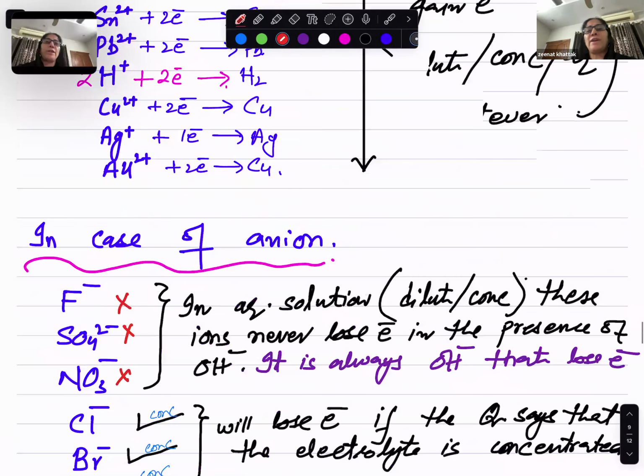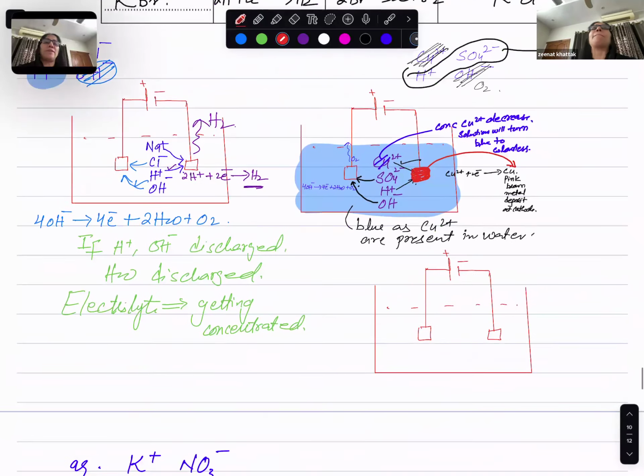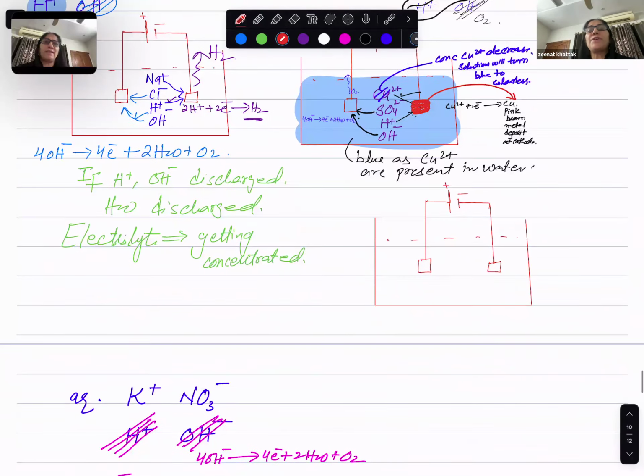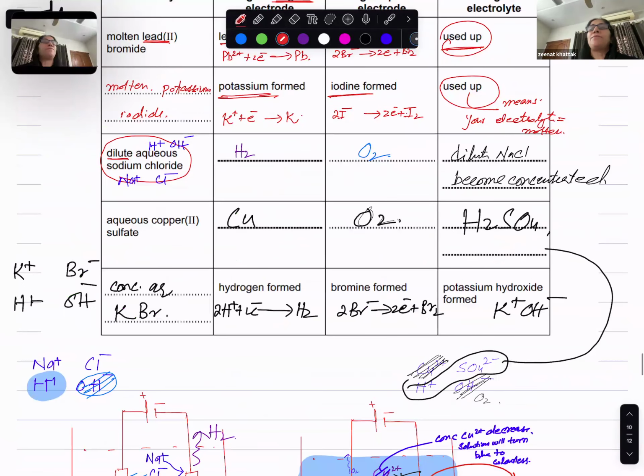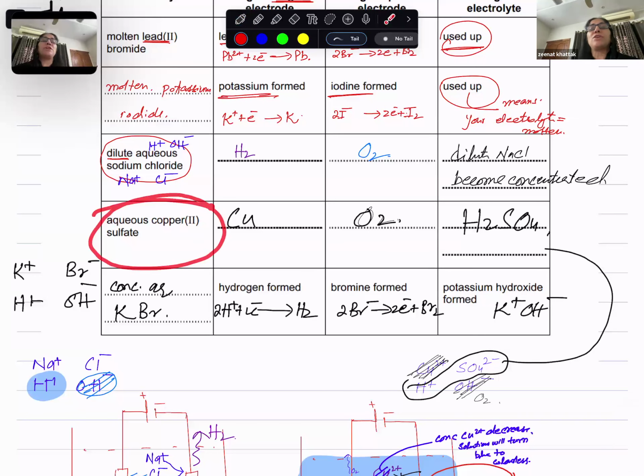After this, electroplating is left, and copper sulfate is very important. We have to do copper sulfate in detail, copper sulfate with the graphite electrode and copper sulfate with the copper electrode. These are very important examples. We are going to do this in the next lectures.